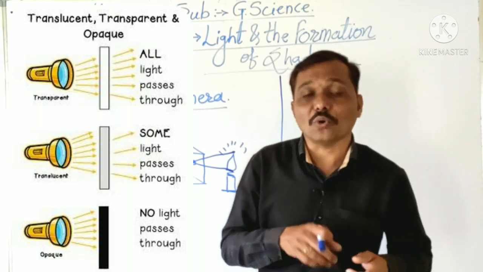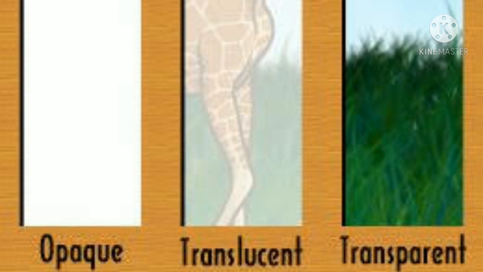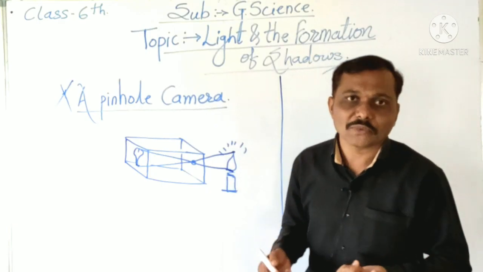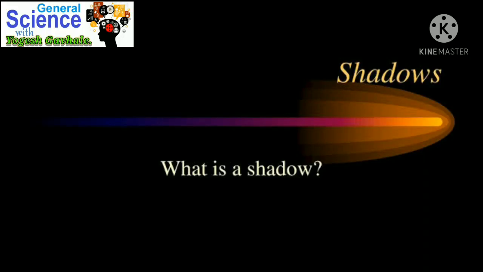So here we learn about opaque objects, transparent objects, and translucent objects. Is that clear to all of you? Okay, now let's see another topic, that is shadow. What is meant by shadow?